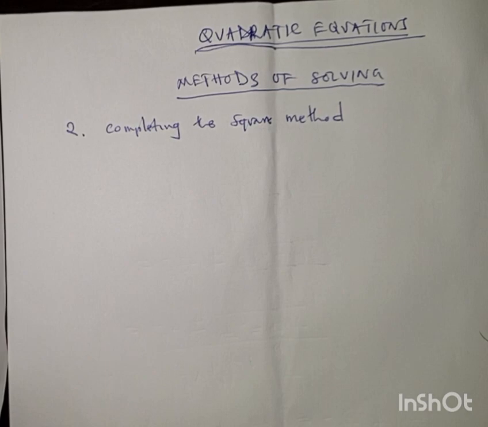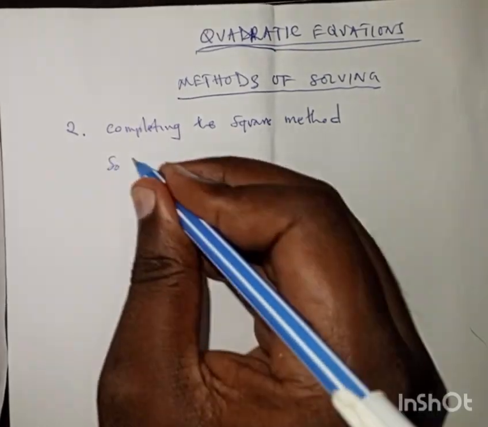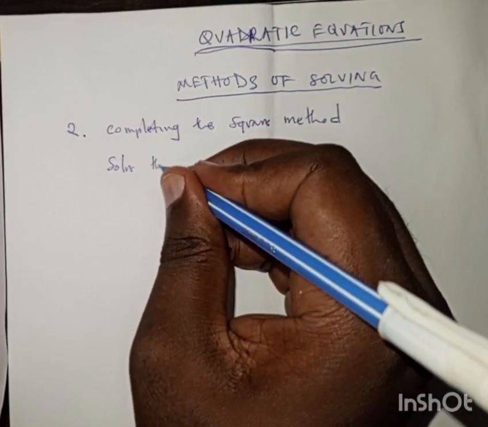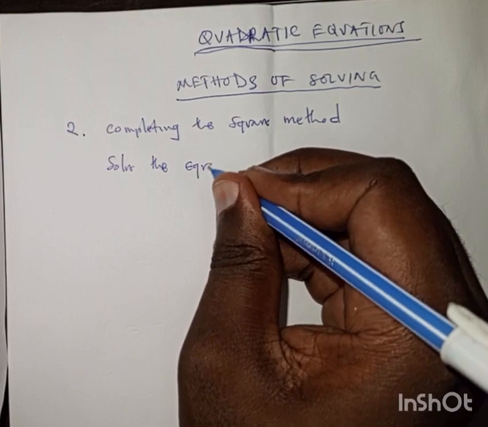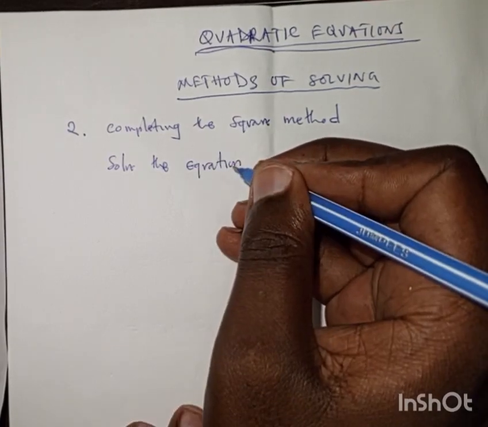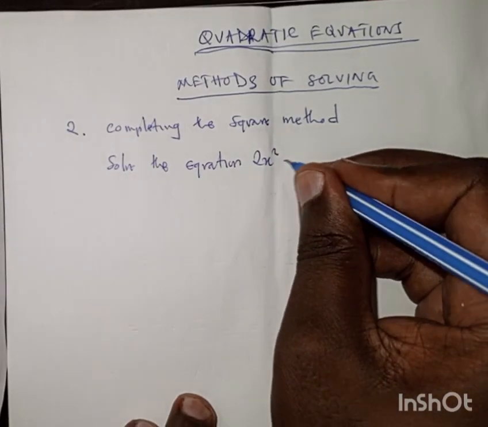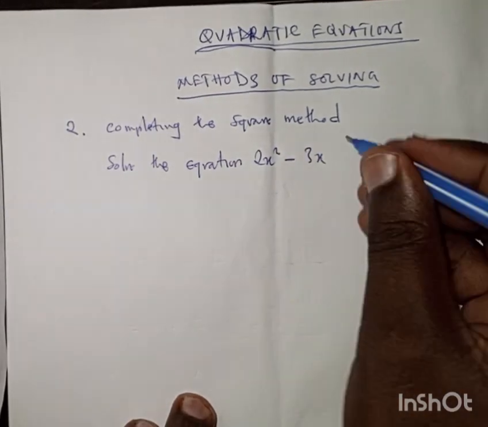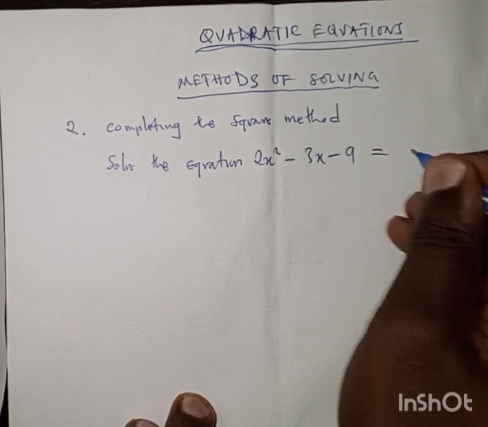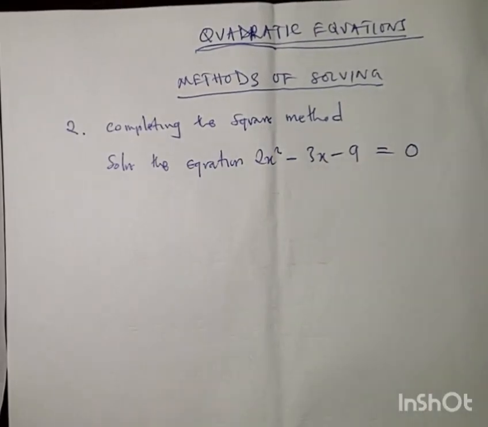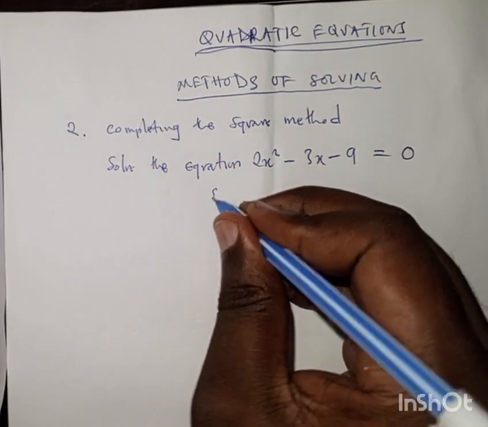Okay, so let's continue with the same previous question we had on using the factorization method. It was: solve the equation 2x squared minus 3x minus 9 is equal to 0. Okay, solutions.